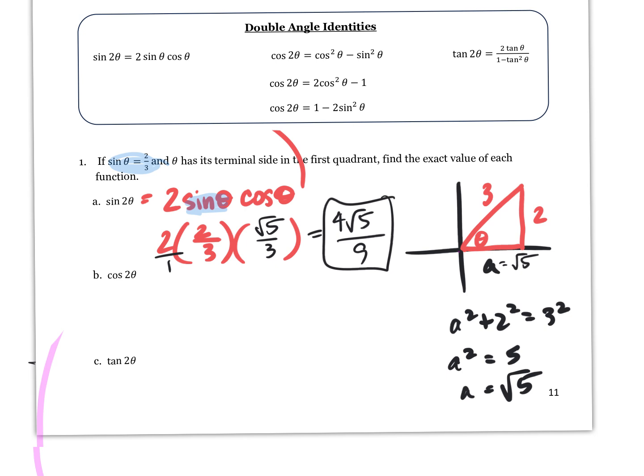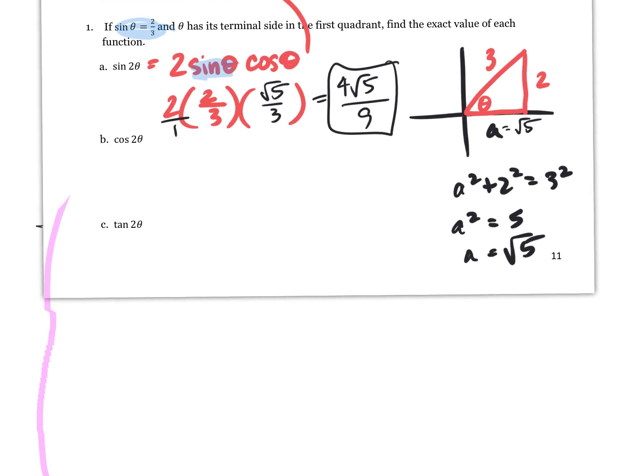And last but not least, tangent of 2 theta. We have to use this formula, so I'm just going to bring it on down. We have 2 tangent of theta over 1 minus, and sometimes it might help you to write tan of theta and then square the outside of it, because we have to remember to square that whole term. Here's my theta triangle. What's the tangent of it? TOA.